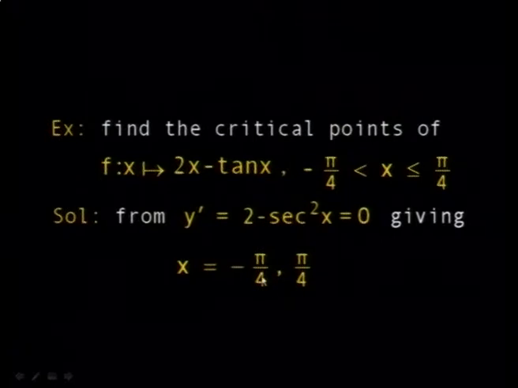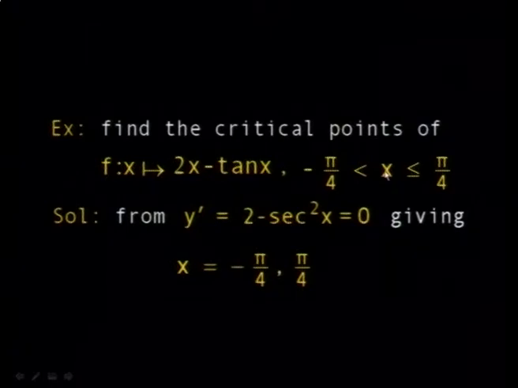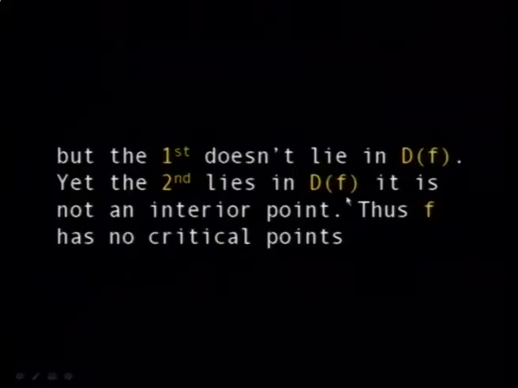Why? Because minus pi by 4 does not lie in the domain of the function, and therefore it's not a critical point, whereas pi by 4, although it lies in the domain of the function, is not an interior point, it's an endpoint, and therefore this function has no critical points. In other words, the first does not lie in the domain of f, yet the second lies in the domain of the function. It is not an interior point, and therefore f has no critical points.